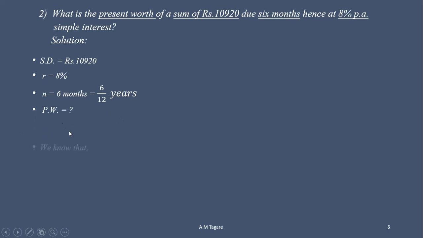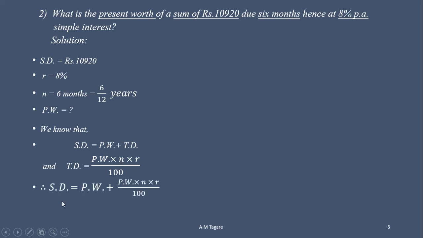Now we know that sum due is equal to present worth plus true discount. Here we want to find present worth. Sum due is given, but we don't know true discount. So again, for this true discount we use this formula. We substitute the value of true discount as PW into N into R upon 100.